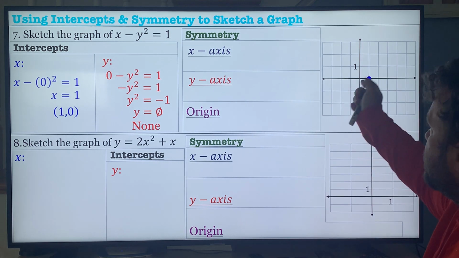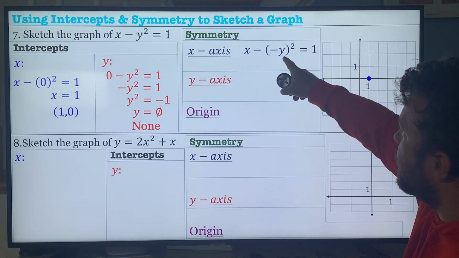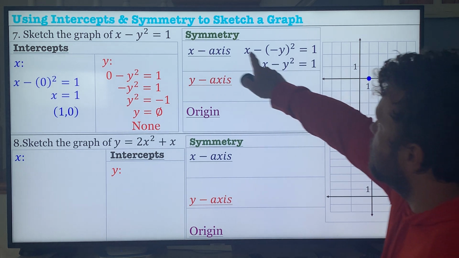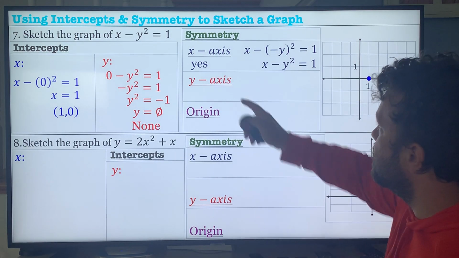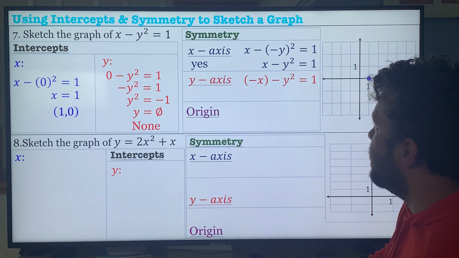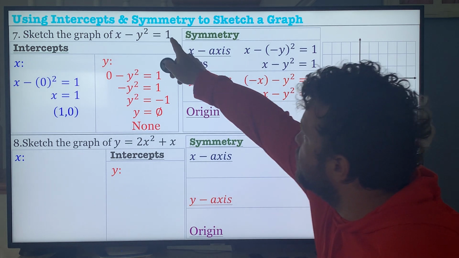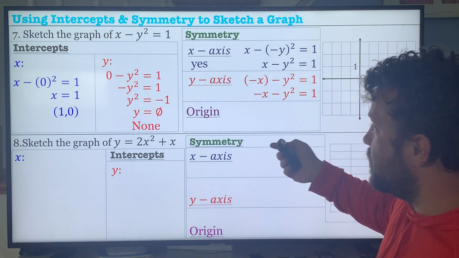Let's see if there's any symmetry right here. Switch your y to a negative y. And you get x squared minus y squared equals 1. They're equal. So it is symmetrical about the x-axis. That's good. Check the y. Negative x equals y squared. So it's negative x minus y squared equals 1. Nope. Different sign. So as long as one of them is different, it's no good.